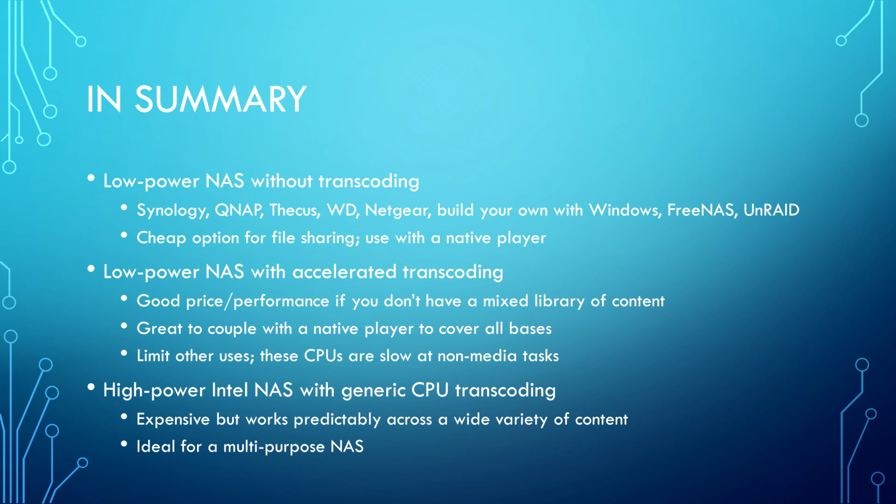So to summarize the classes here, basically we've got a low-power NAS without transcoding. That means you could use any kind of NAS on the market, all these different brands, or build your own with Windows or Unraid or FreeNAS or any of those kind of options. And that's the cheapest way to do file sharing, but you need to use it with a player that can play over the file shares natively like a Shield TV.